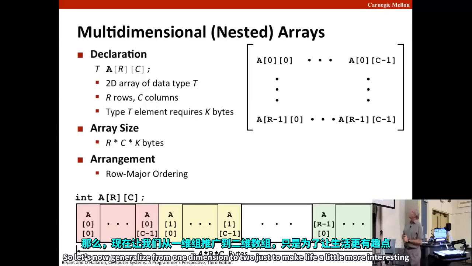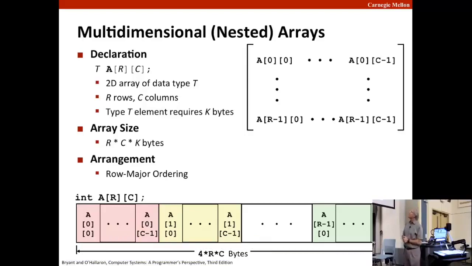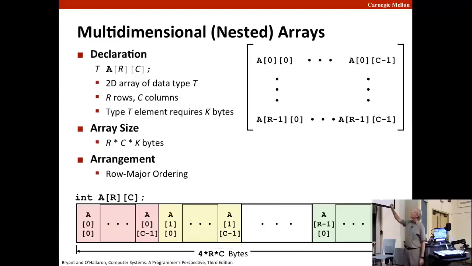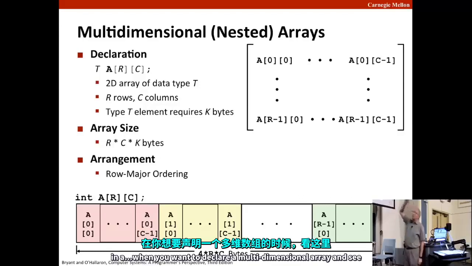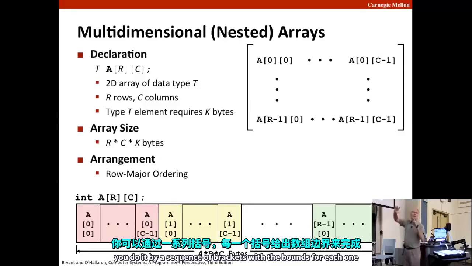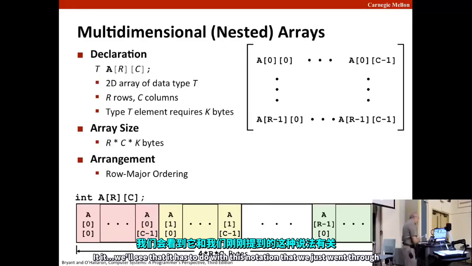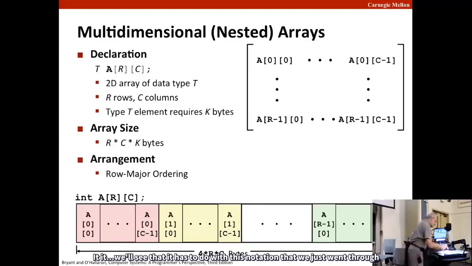So let's now generalize from 1 dimension to 2 just to make life a little more interesting. And again, it's an important principle to understand that when you want to declare a multi-dimensional array in C, you do it by a sequence of brackets with the bounds for each one. And the reason for that, we'll see, has to do with this notation that we just went through.